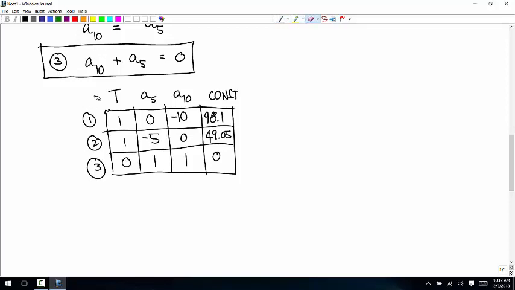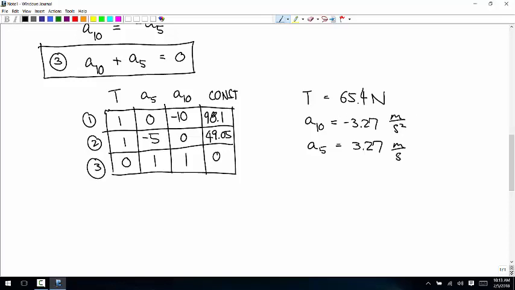Can someone calculate that? Or preferably two people. Okay, so A10 is negative 3.27. A5 is positive 3.27. T is in newtons, and the accelerations are in meters per second squared.